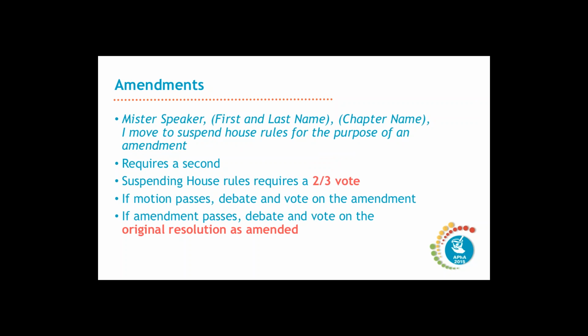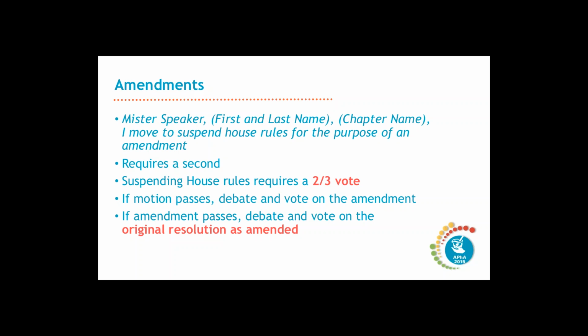So putting forth an amendment, you will say something like, Mr. Speaker, Lauren Kirk from East Tennessee State University, I move to suspend House rules for the purpose of an amendment. For this point, it requires a second. And like we mentioned earlier, a second can be called by a fellow delegate or another delegate, from their seat. So suspending those rules in order to consider a resolution does require a two-thirds vote. If the motion passes, then the House then debates and votes on the amendment.